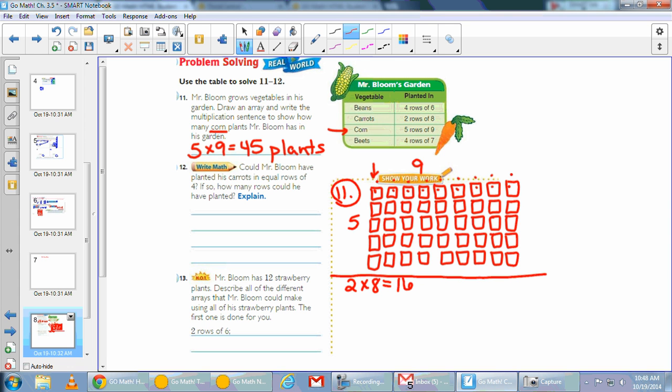So could you do it by 4s? Let's try it. 1, 2, 3, 4. Okay, now I'm just going to keep counting. 5, 6, 7, 8, 9, 10, 11, 12, 13, 14, 15, 16. Could he do it? The answer is yes.